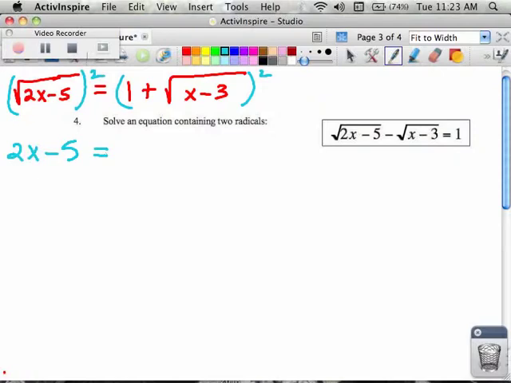First thing, what should I do? Square it. That's a 1. 1 squared is 1. The second thing is a square root, and I'm going to square it. When I square a square root, it cancels out. So I just get x minus 3. And the last step is to multiply everything you see. So 2 times 1 is 2. And 2 times the square root is 2 square roots of x minus 3. Okay, now write.